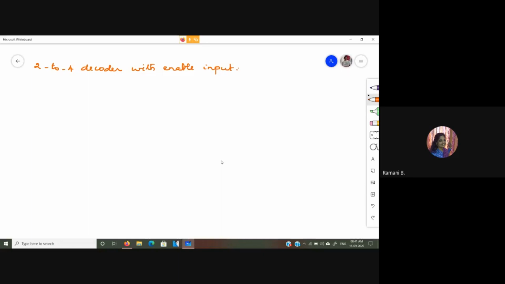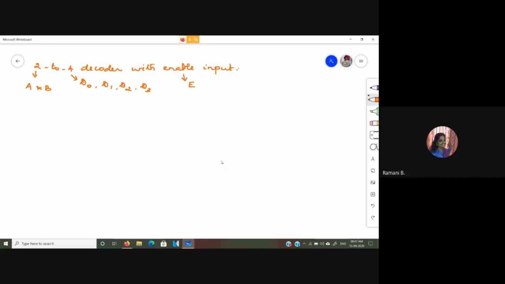So for 2 to 4 decoder, we know this is our input. So here let me take this input to be A and B and let the outputs be D0, D1, D2 and D3. And let the enable input be denoted as E.